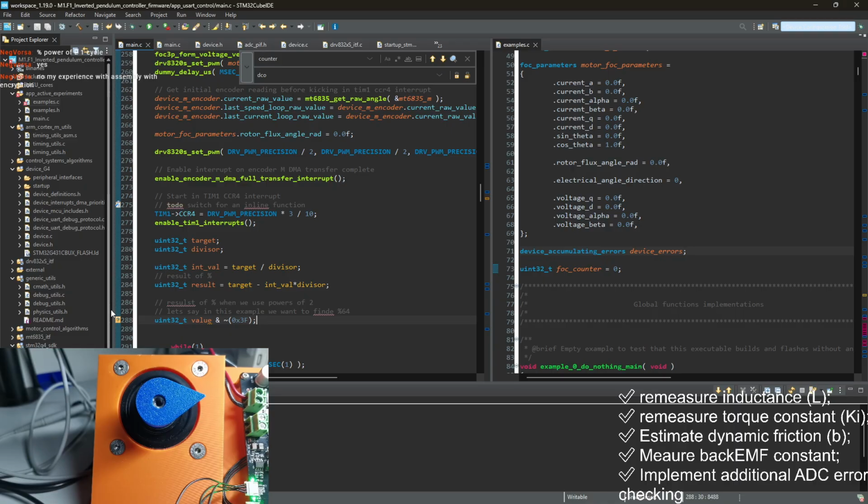Know my experience with assembly with encryption. You have experience with assembly with encryption? Oh, you said you were working with RISC-V. Maybe you do.